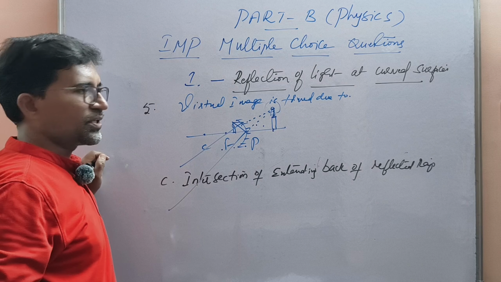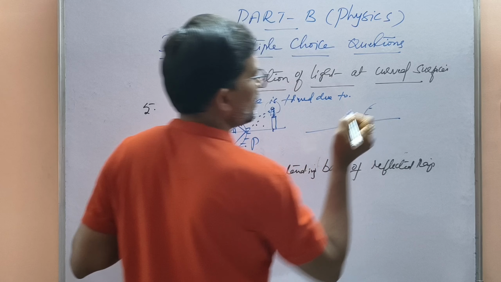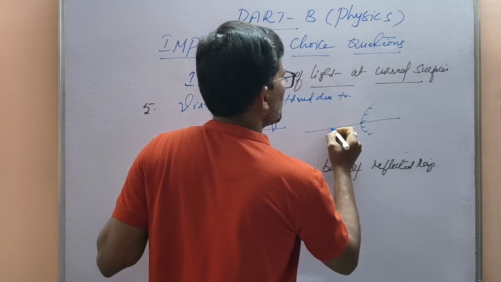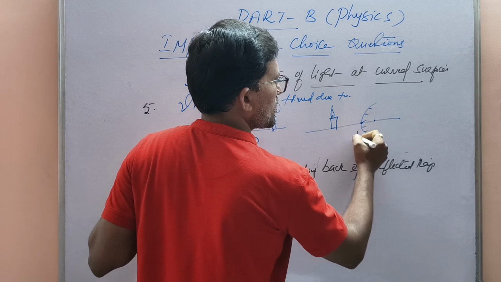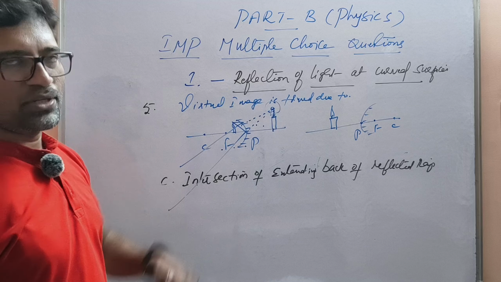This is in case of a concave. And if I go with the convex mirror, it always forms a virtual image only. Here the object is placed on the principal axis. In case of a convex mirror, this is the pole, this is the focus, and this is the center of curvature. Focus and center of curvature will be inside the mirror.